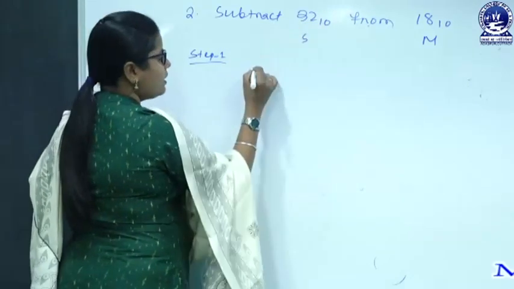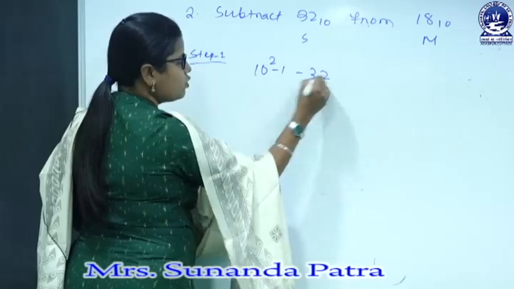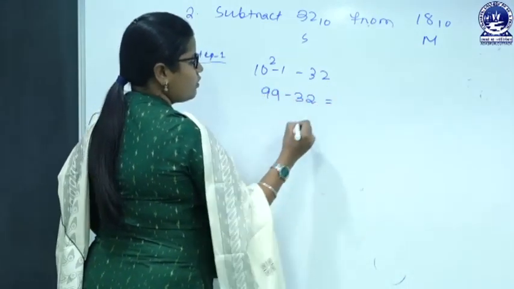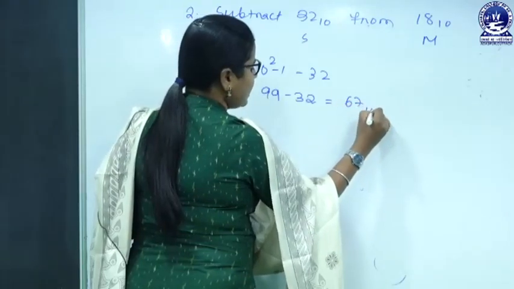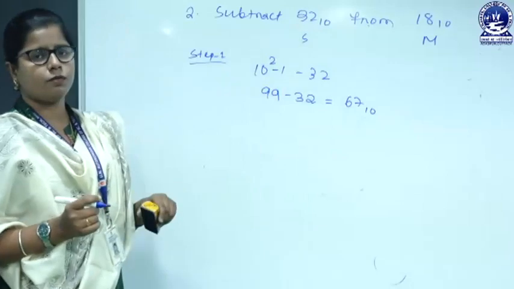So how to complement 32? That is 10 to the power 2 minus 1 minus 32. So that is 99 minus 32. So what is that? 67 base 10. So 67 base 10 is the complement of 32.